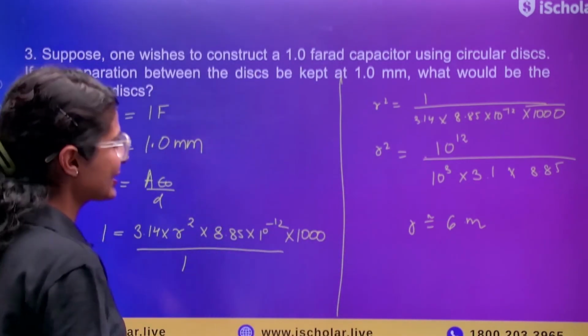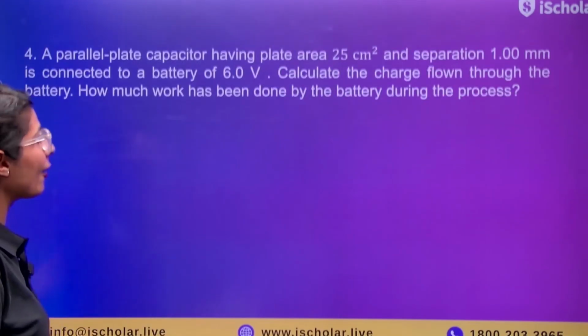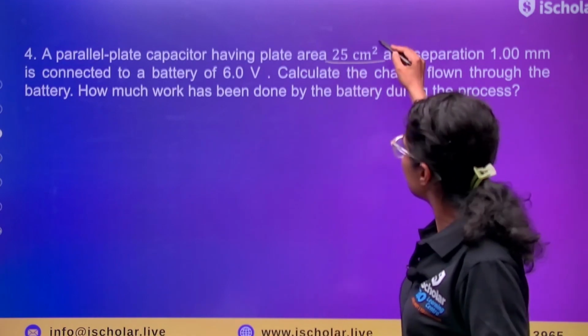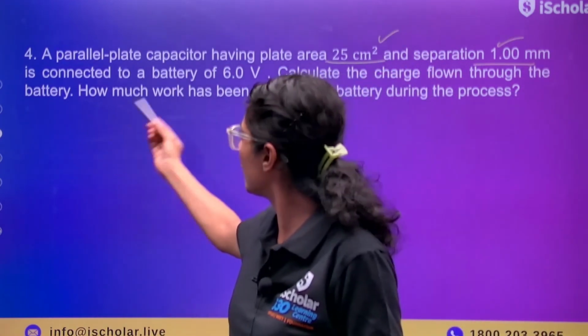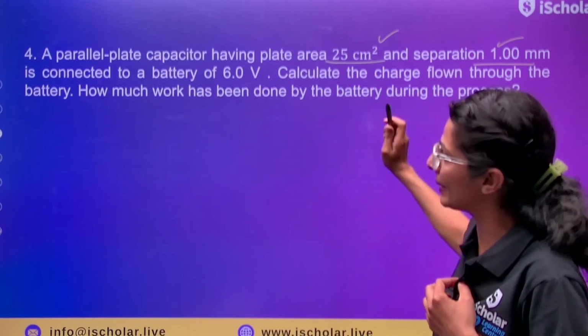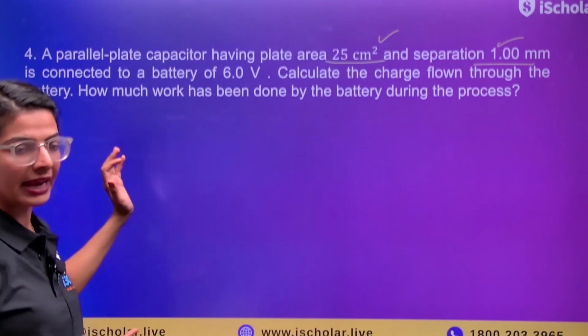Now coming to the next question, again a simpler one only. We have a parallel plate capacitor given to you. Area is mentioned, separation 1 mm, connected to a battery of 6 volt. Calculate the charge flown through the battery. Okay, let us deal with this type of problem.